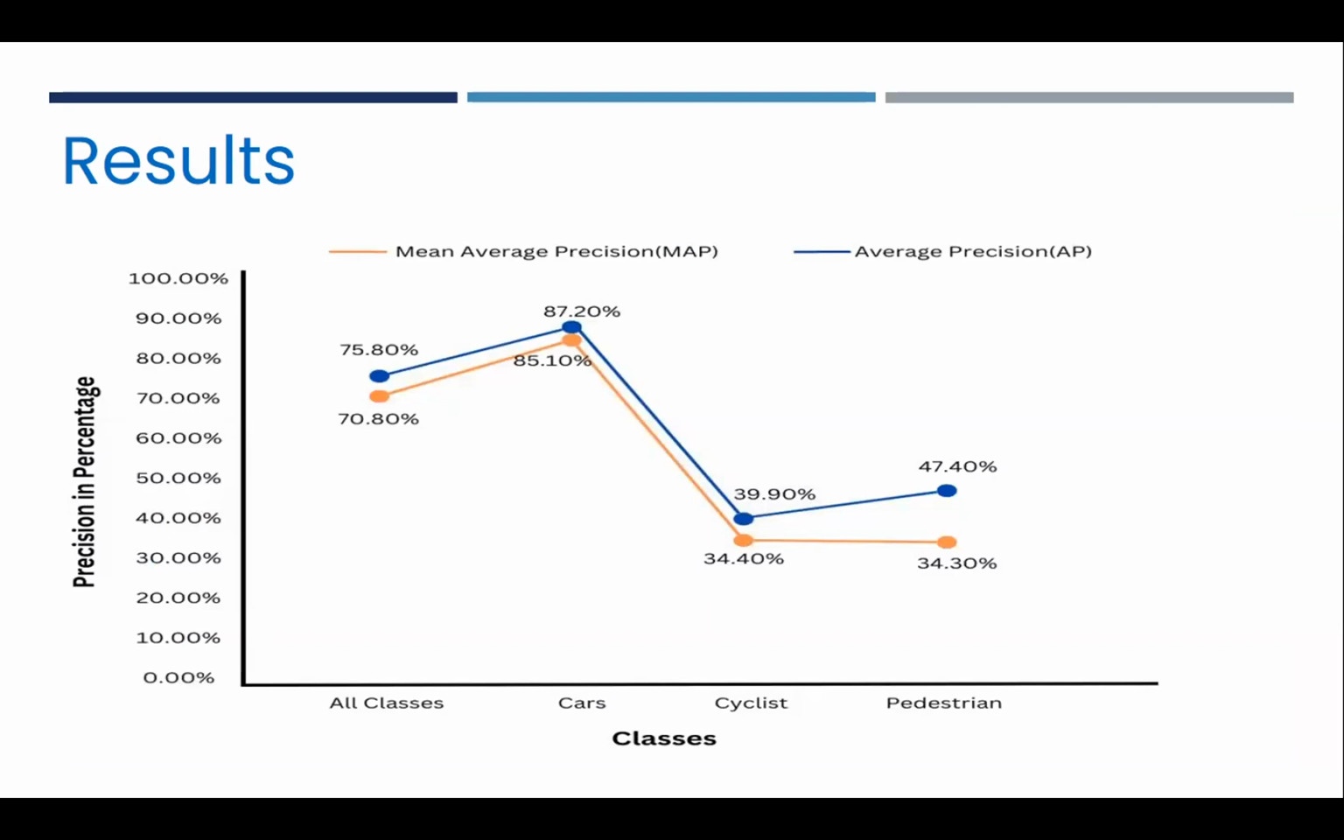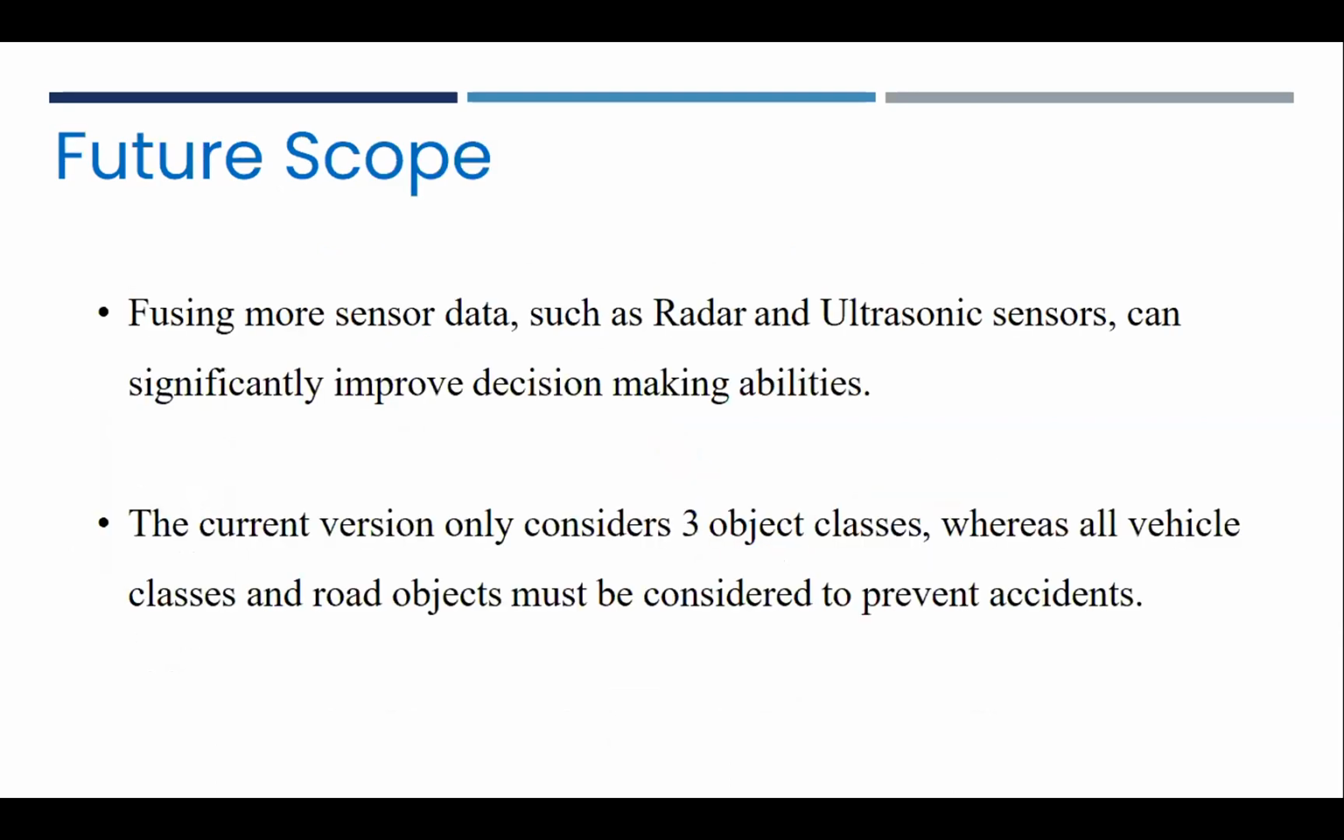We can see the average precision and the mean average precision. We are getting the highest average precision and mean average precision for the cars, and it is reduced in the case of cyclists and pedestrians. So what needs to be done to improve this will be discussed in the future work.